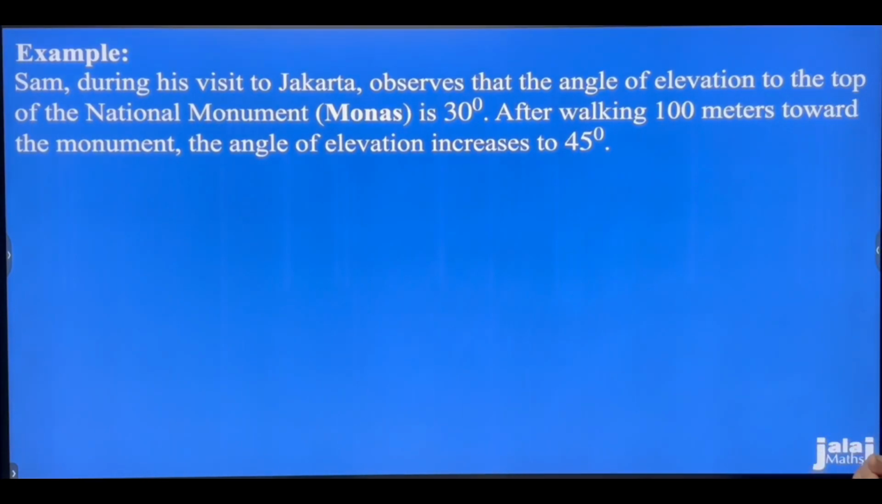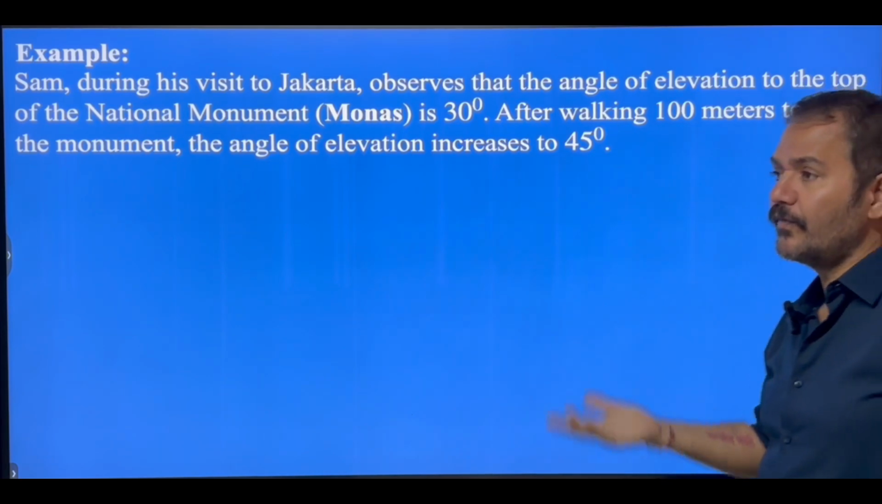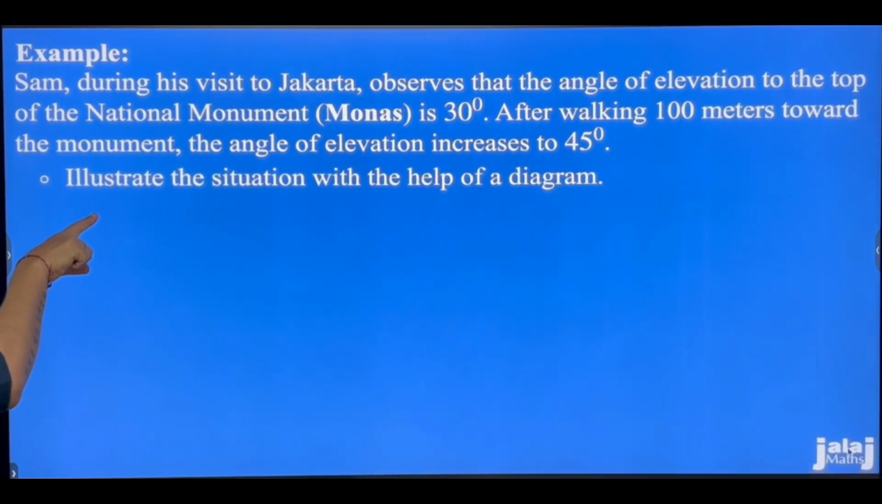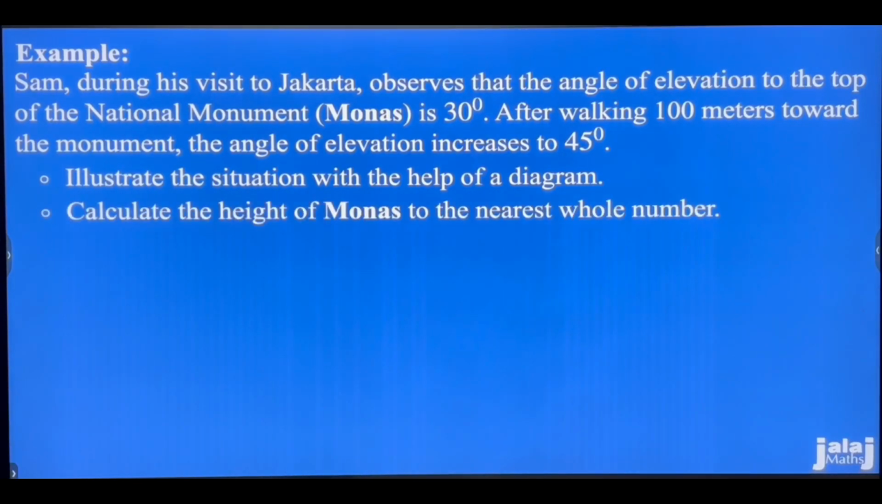After walking 100 meters towards the monument, the angle of elevation increases to 45 degrees. First part of the question is to illustrate the situation with the help of a diagram, and second is to calculate the height of Monas to the nearest whole number.